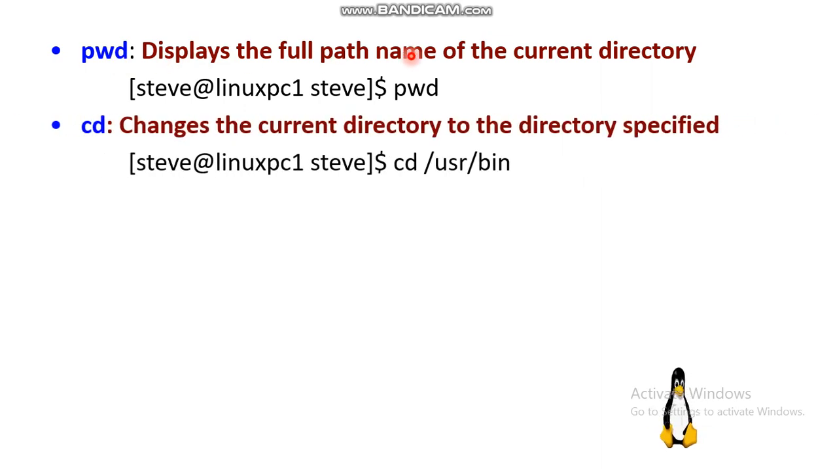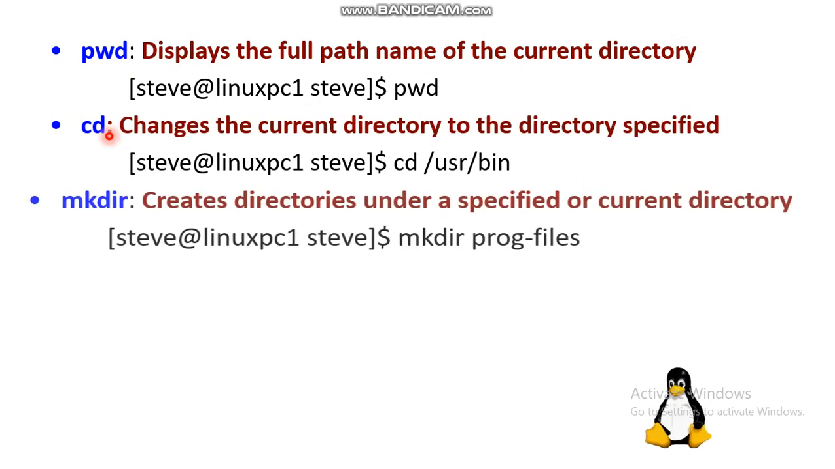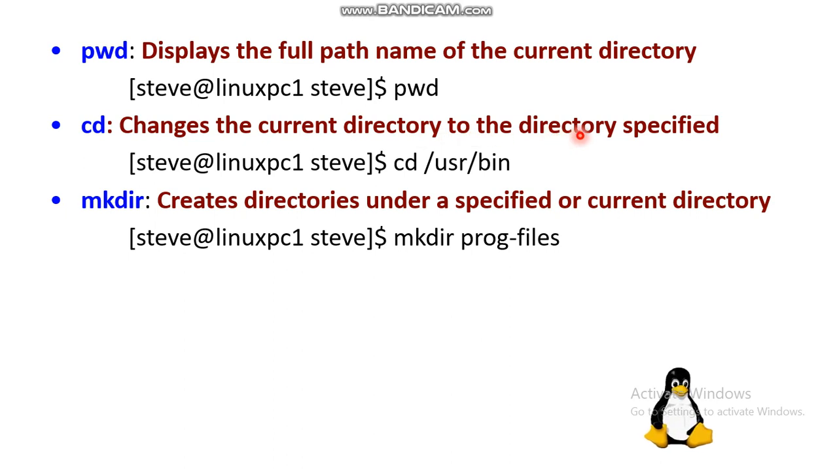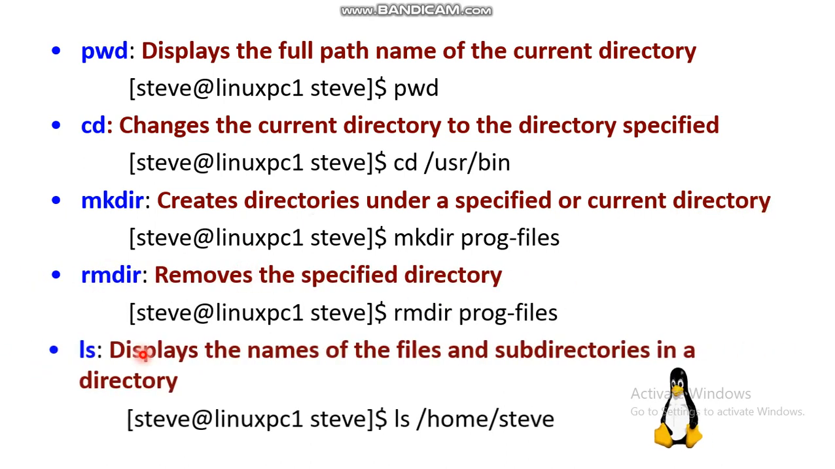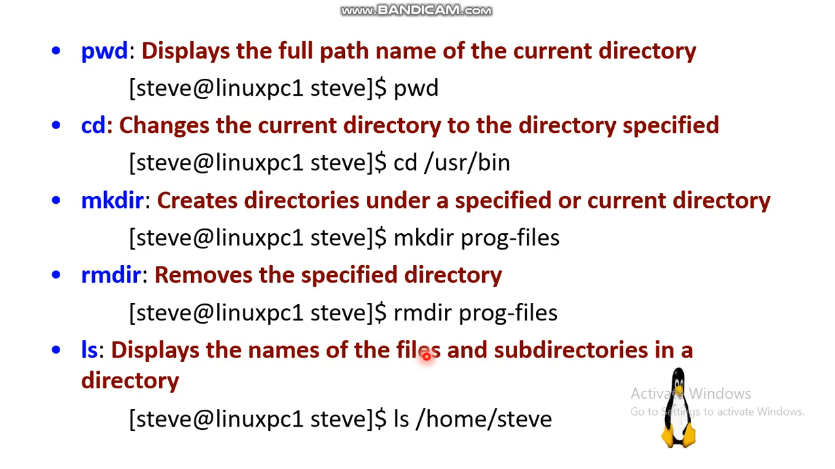pwd displays the full path name of the current directory. cd changes the current directory to the directory specified. mkdir creates directories under a specified current directory. rmdir removes a specified directory. And ls displays the names of the files and subdirectories in a directory.